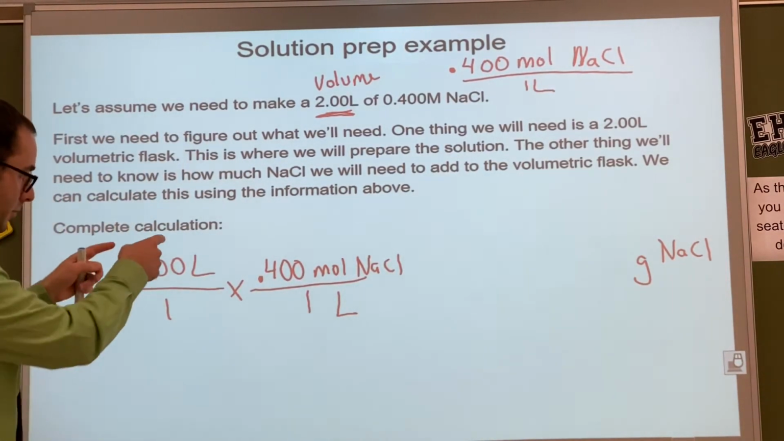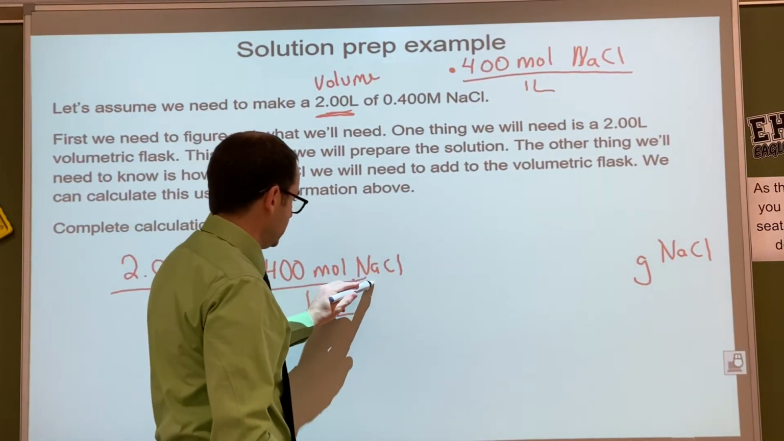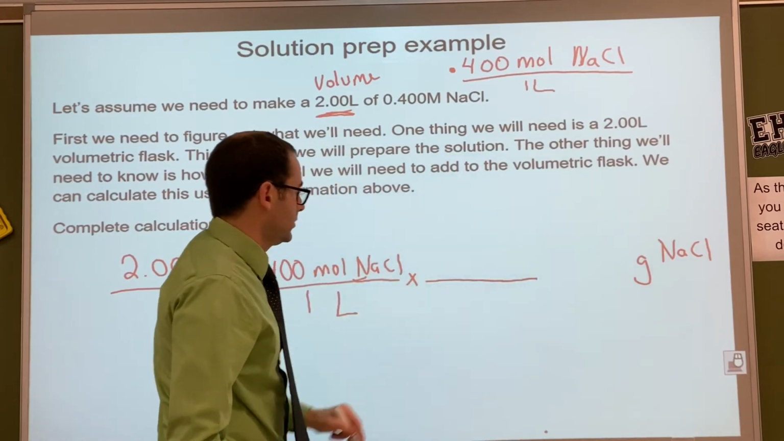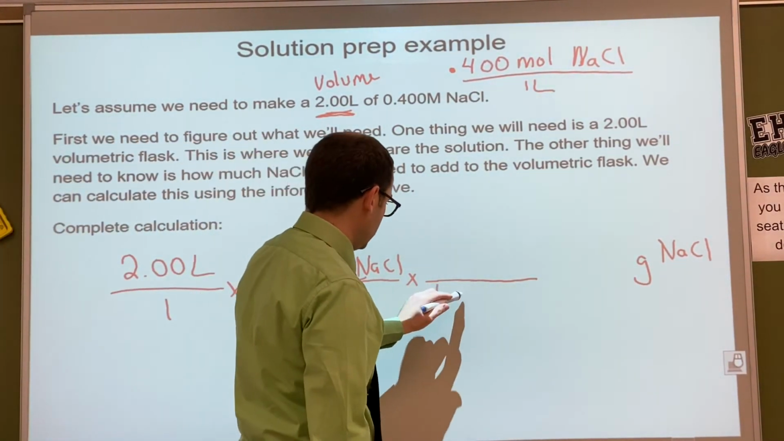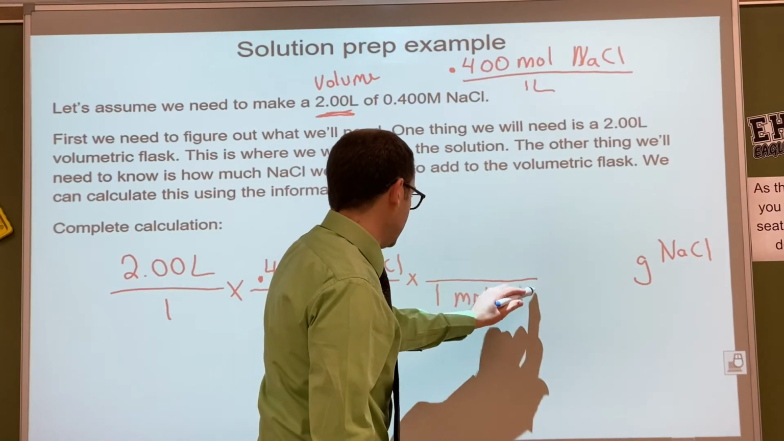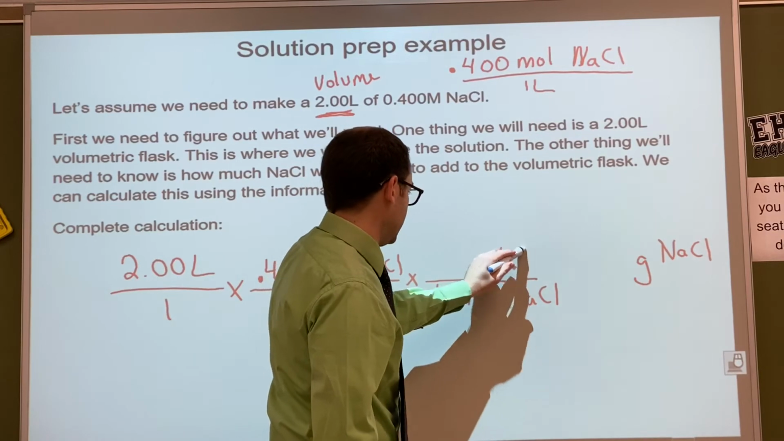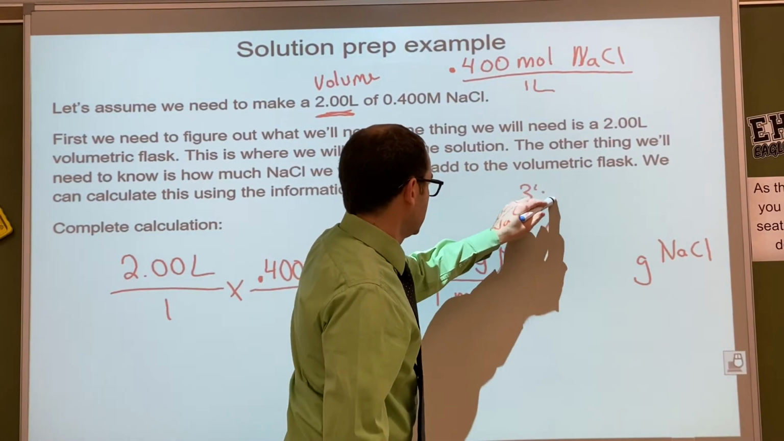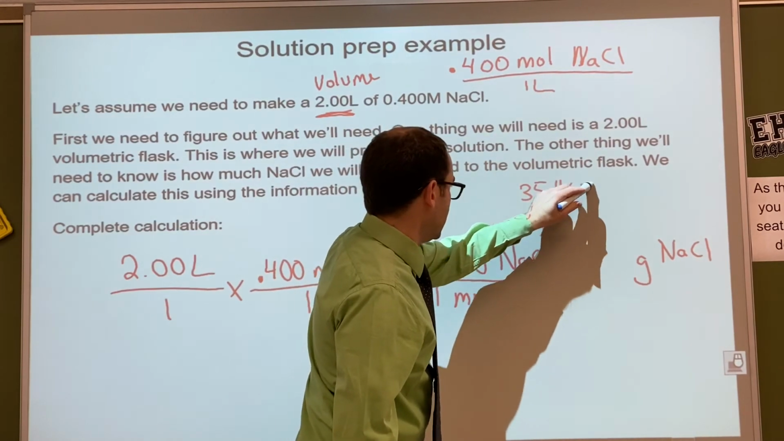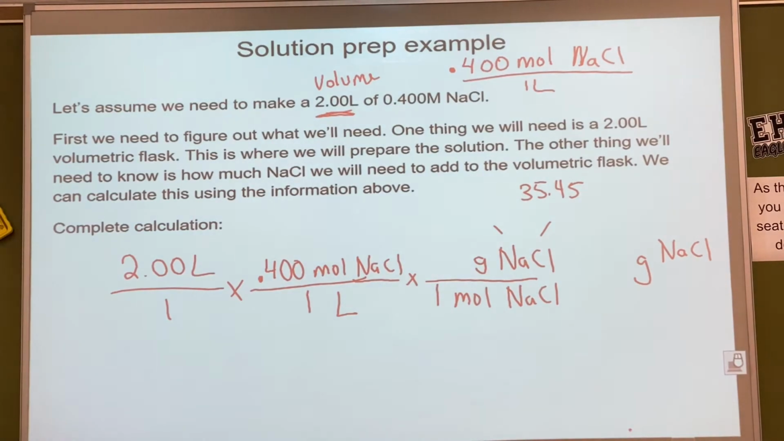We're not looking for moles, we're looking for grams, so what do we do next? We convert it to grams. So what goes on the bottom? Good, 1 mole NaCl, and then on the top we're going to get grams of NaCl. All right, so we look it up: 35.45 for the chloride. Na is 22.99.